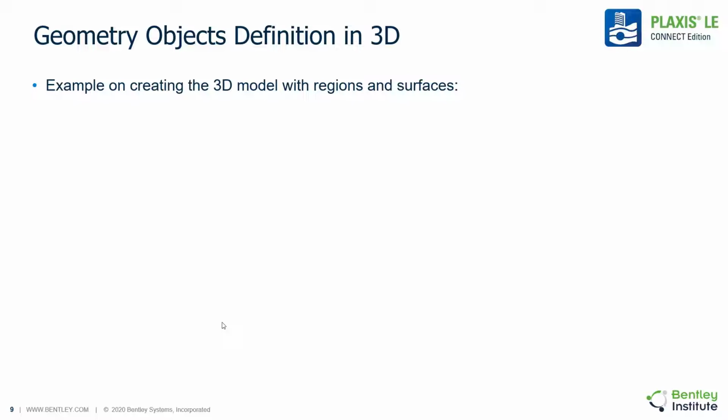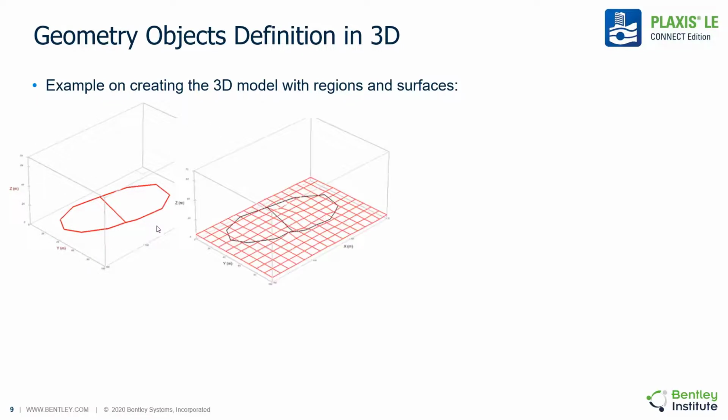So one of the examples of creating the 3D model with regions and surfaces is as follows. We can switch to the plan view and draw the region for our model. As you can see here, we have two regions interconnected that were defined in the plan view. There's no elevation set for them. We can then import the bottom surface, and in this case it is a grid.